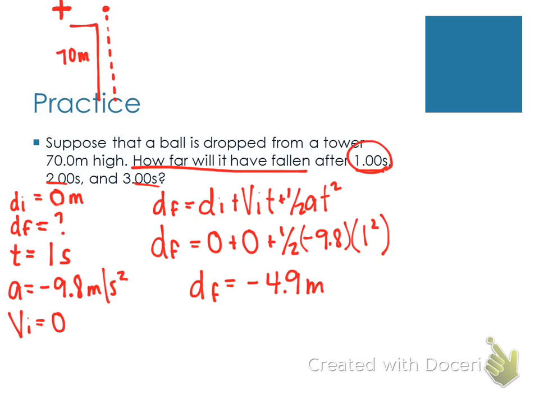Okay, so what's the only thing in our equation that needs to change? Time. Okay, so d sub f equals 0 plus 0, plus 1/2 times negative 9.8 times 2 squared. Could we just take 4.9 times 2? I don't think so. It's because of that t squared that we can't just multiply it by 2. So don't try to take shortcuts.